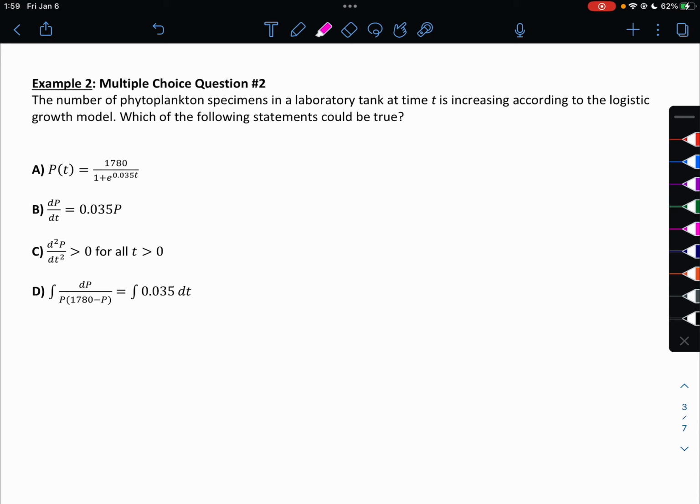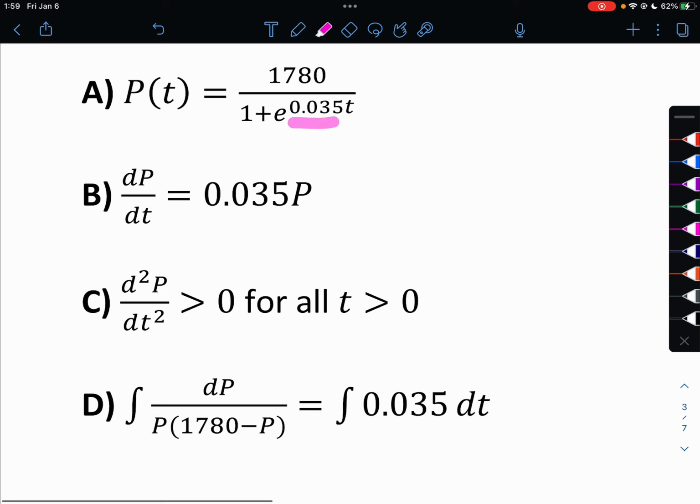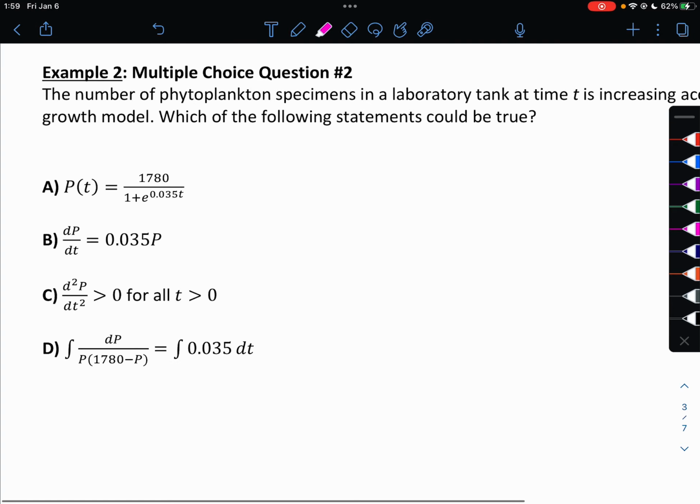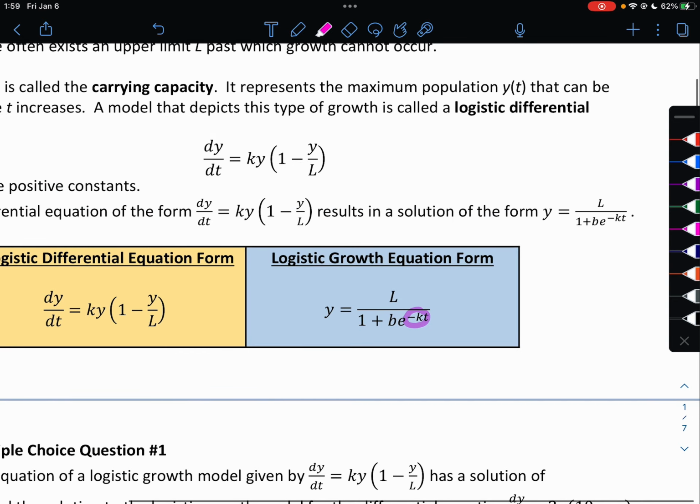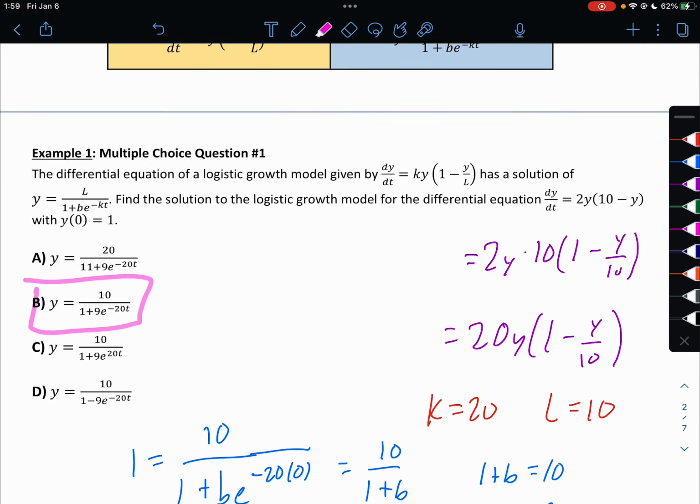Number 2, the number of phytoplankton specimens in a laboratory tank at time t is increasing according to the logistic growth model. Which of the following statements could be true? Let's go one at a time. The first one could not be true. Why? Because that right there is positive. That would mean it's not growth, that would actually mean it's decay. If you look back at our equation here, it's supposed to be negative for it to be growth. So it can't be A.